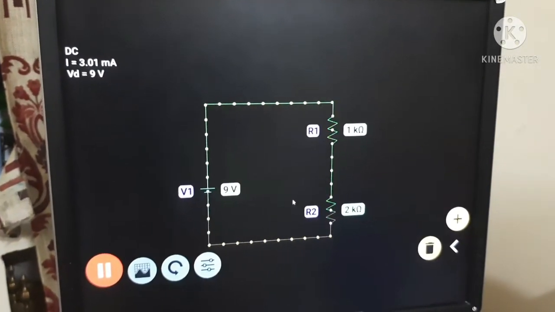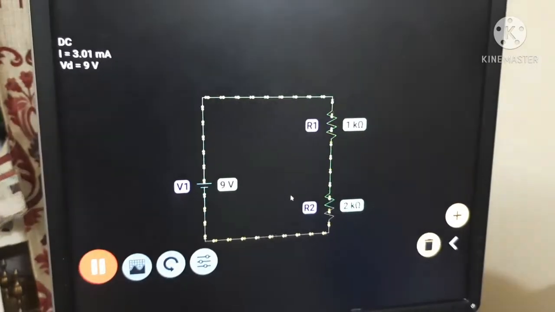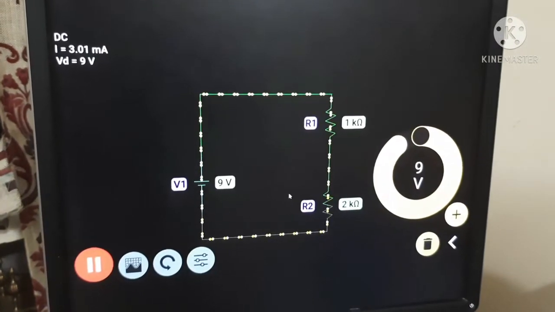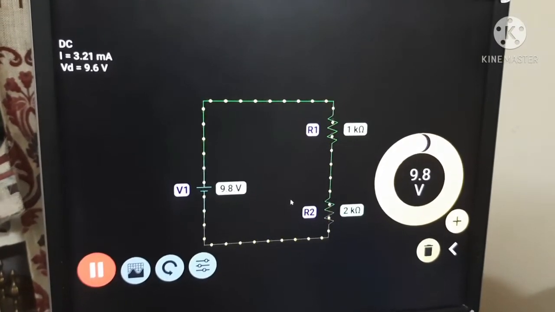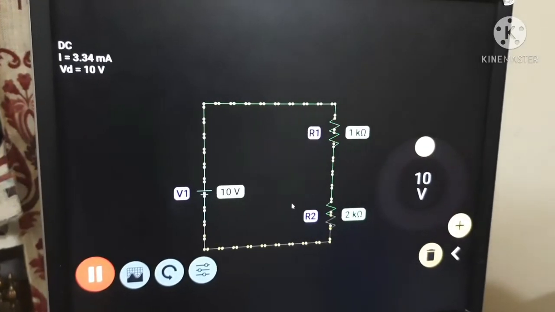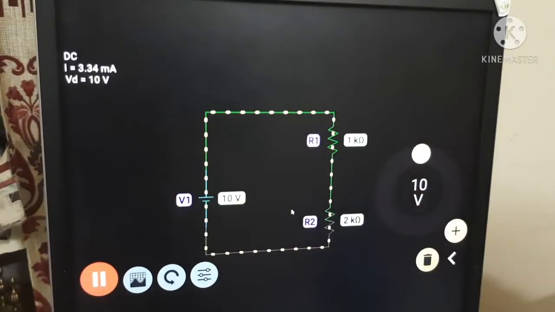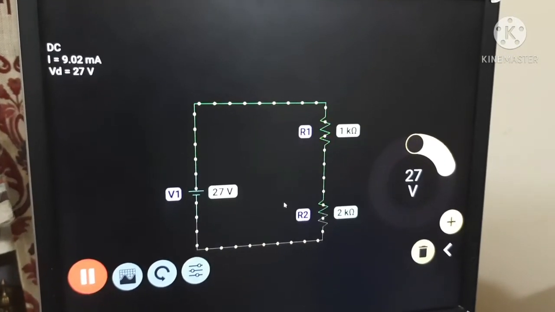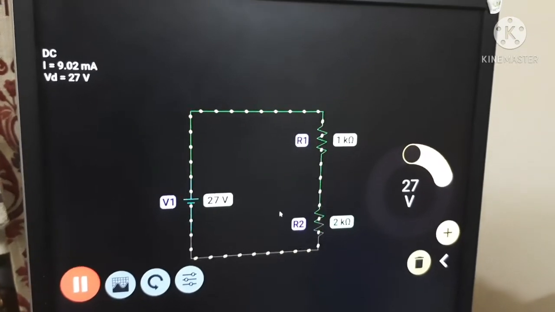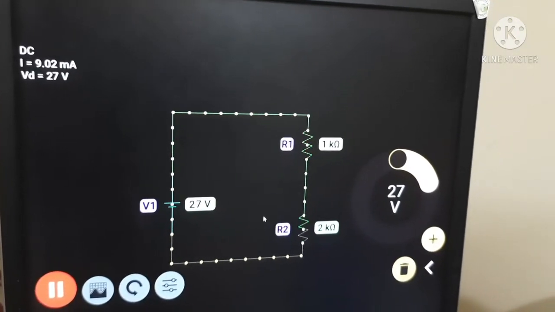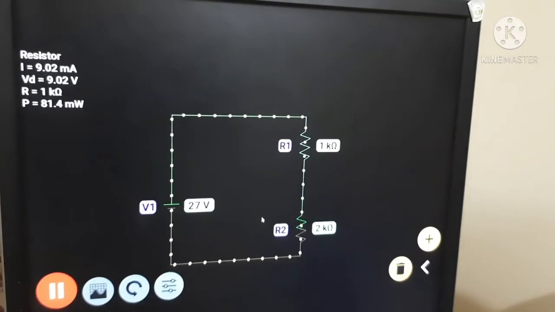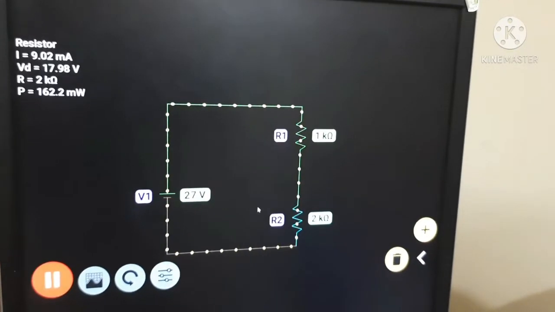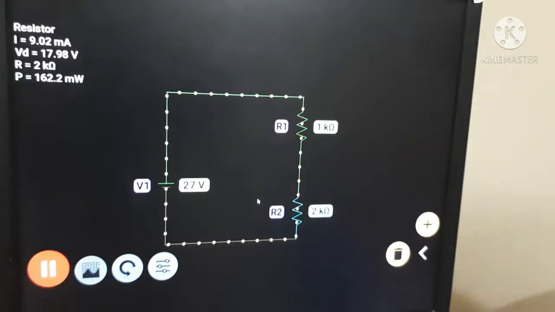Now I am going to increase the voltage. Let's see what will happen. So instead of 9 volt, I am increasing it to 10 volts. So you can notice that the current is increasing here. So as long as I am increasing the voltage, you can notice that there is an increase in current. When there is an increase in current, you can notice the power dissipation also increases. It is 81.4 milliwatt and it is having 162.2 milliwatt. So it is proportional to the voltage.